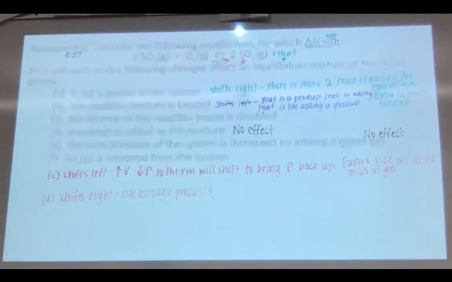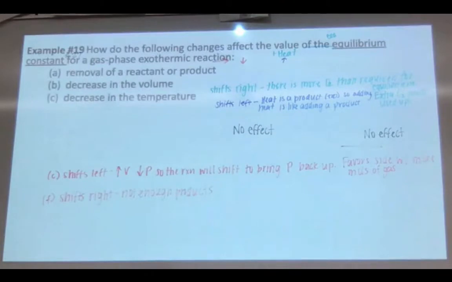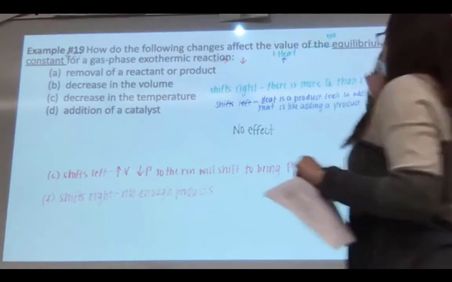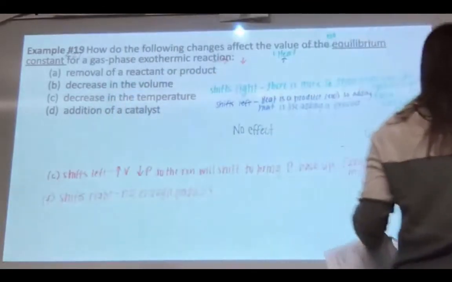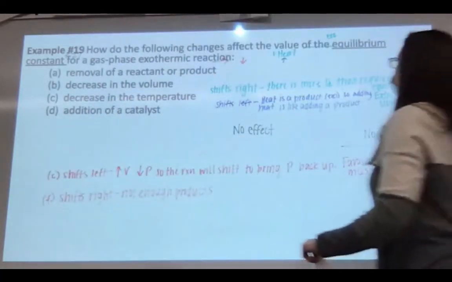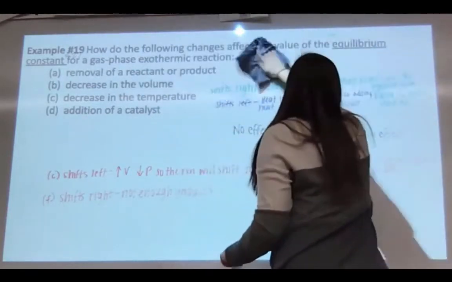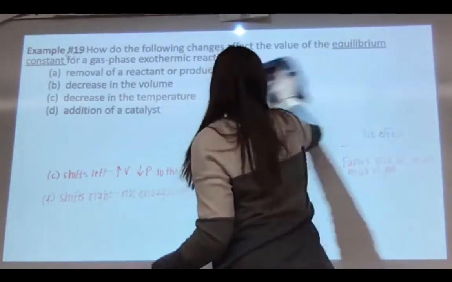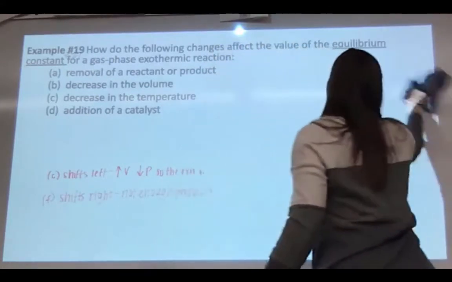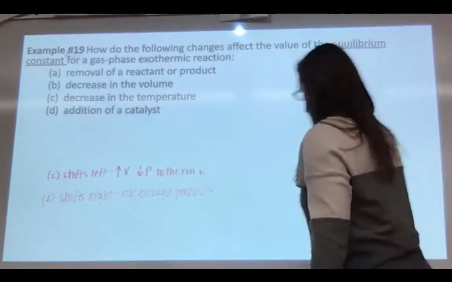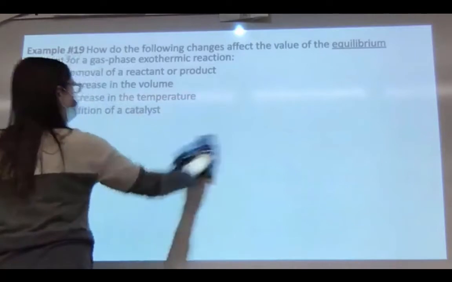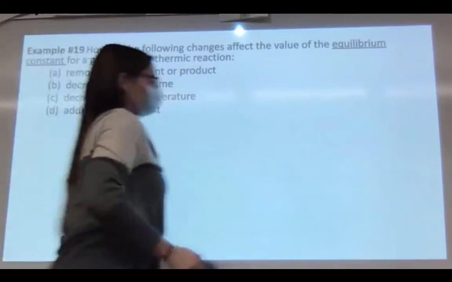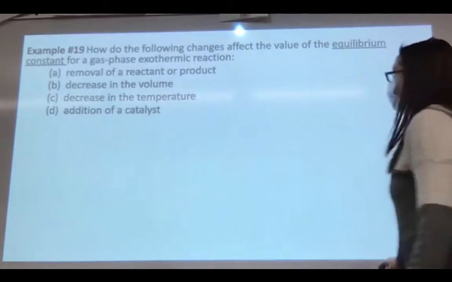Okay, so 19. 19 is a little bit different because it says, how do the following changes affect the value of the equilibrium constant for an exothermic reaction? All right, so we don't care about shifting. We just want to know how it's going to change the equilibrium constant. Here's what I always recommend, because this could very much be a multiple choice question. Which of the following effects? Or circle all that apply. Something like that. Here's what I recommend doing before you look at anything else.